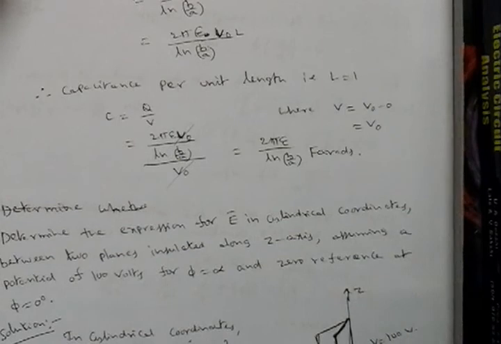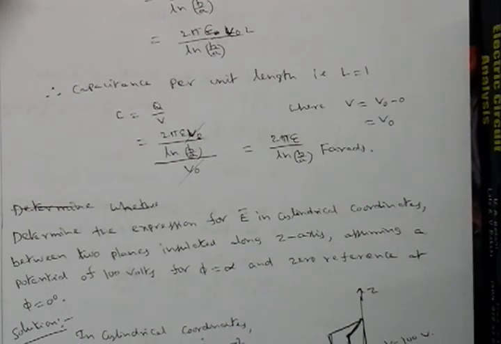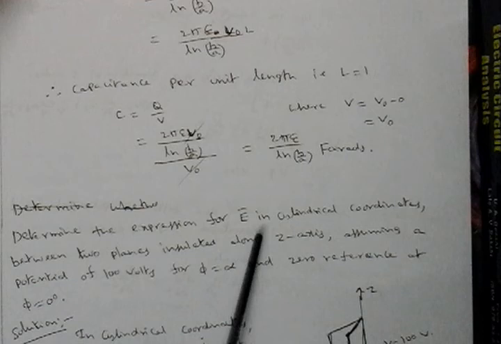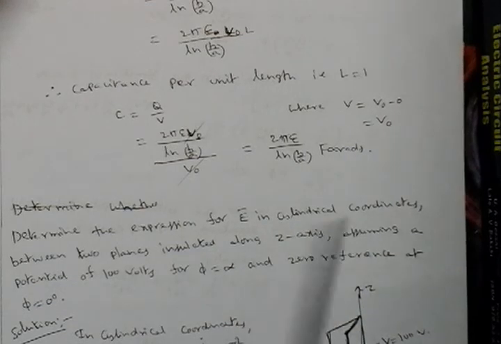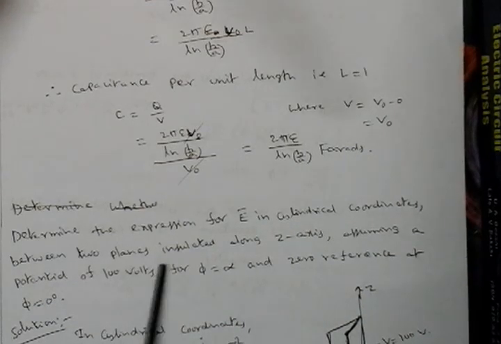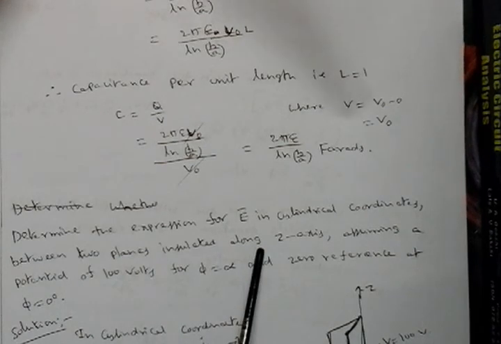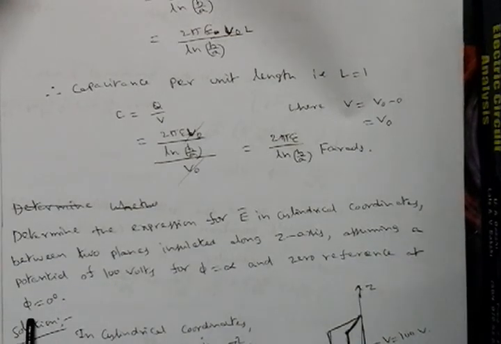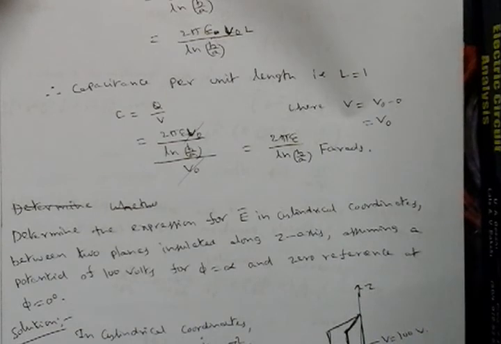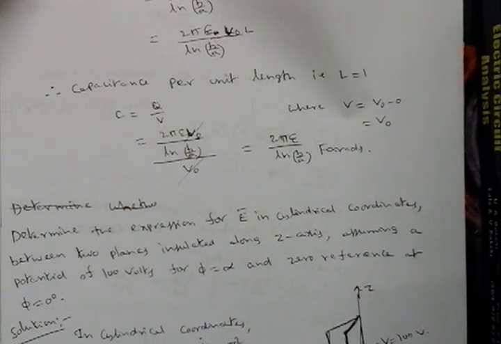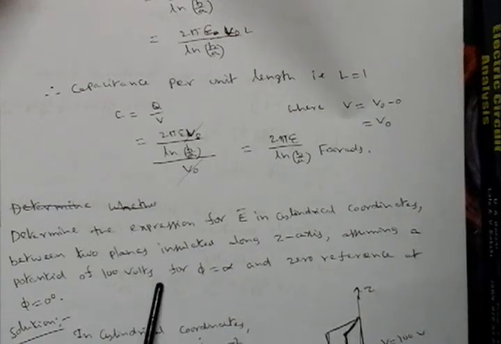So here, determine the expression for E bar in cylindrical coordinates. They are mentioned very clearly in cylindrical coordinates, between the two planes intersected along the Z axis, assuming a potential of 100 volts for phi is equal to alpha and 0 reference at phi is equal to 0 degrees. That means two plates are there. So between these two plates, initially the first plate is at reference position, phi is equal to 0. Second plate is at phi is equal to alpha. So at that the potential value is 100 volts.